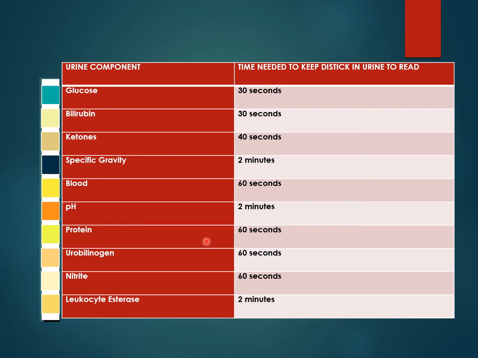Leukocyte esterase, pH and the specific gravity had to be in there for 2 minutes. For the blood, if looking for RBCs, you are to keep it for 60 seconds. For the protein, it had to be 60 seconds. So it is not only just putting it in and taking it out at any time. No, if you are asking for something, keep it in the urine for this assigned timing so as to have a clear and correct result of your reading, so as to be correlated with.